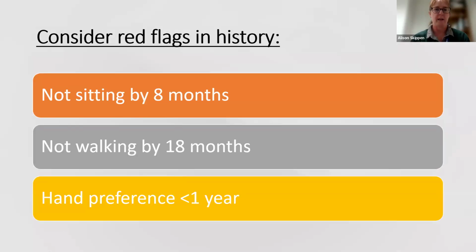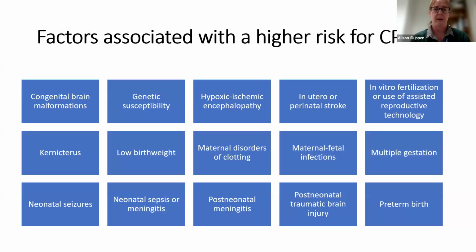And then just in development, we're thinking at not sitting by 8 months, not walking by 18 months, and hand preference less than 1 year, or red flags in the history that might suggest that we've got a child who may have cerebral palsy but needs further investigation.